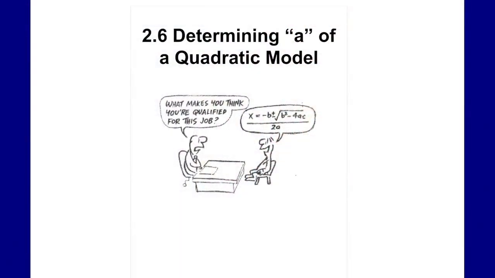In today's lesson, we are going to be looking at determining the a value of a quadratic model. In previous lessons, we've looked at graphing from transformations, graphing the vertex form, understanding what transformations are, and graphing from the factored form. Now we're going to be looking at determining the a value of a quadratic model. This is a continuation of what we've been doing, coming up with an equation to represent a quadratic function or a parabola.